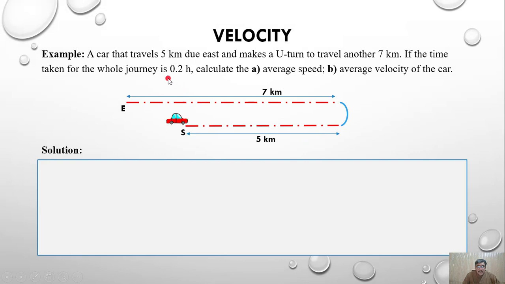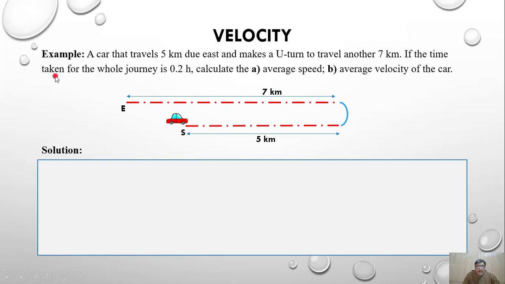So here is the example. A car that travels 5 kilometers due east, means here we have a starting point. I denoted it with S, and the car is standing here. It travels some distance of 5 kilometers due east. East is in this direction. Then it makes a U-turn. Here is a U-turn, and it travels another 7 kilometers in this direction.